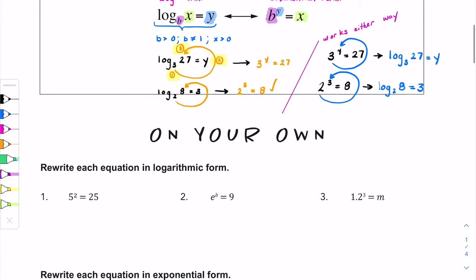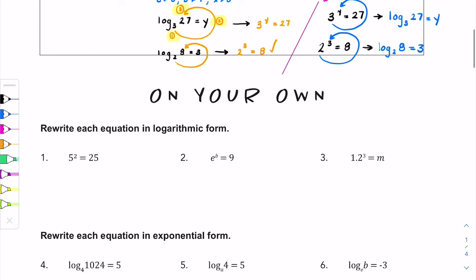Next, I'm going to go through the on your own section. I'm not going to talk through these. I think they're very repetitive. So if you just follow along, you'll see the answers. Hopefully you're all set with the conversion after these 6 examples.